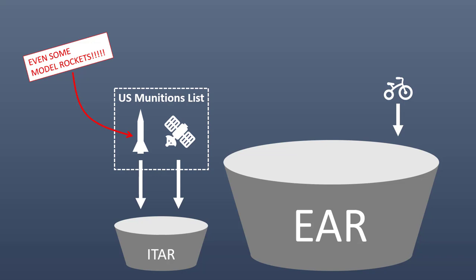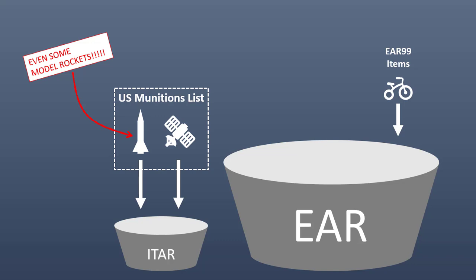But we know that bicycles belong in the EAR bucket because they aren't listed in any of the other regulatory schemes. In this way, the EAR is kind of a catch-all regulatory scheme. We have a special name for these things that aren't listed anywhere in the EAR, and also aren't in any of the other regulatory schemes, and we call these things EAR 99.